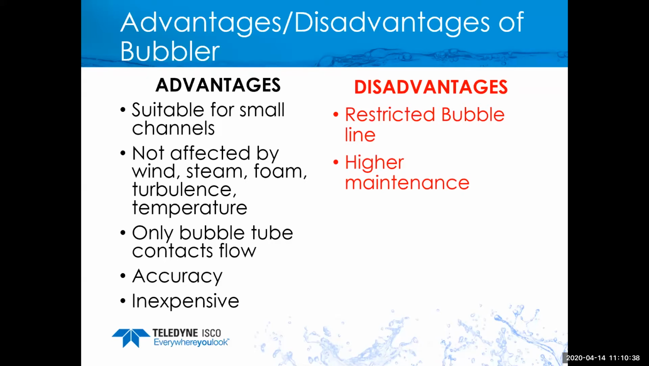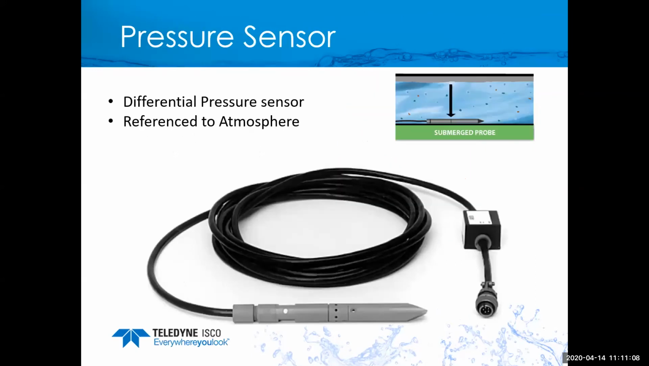Since you do actually have something in the flow stream, there is a potential for some debris to get caught on the bubble line. And greater power consumption, because we have a physical motor that is running to build up air pressure, it will require a little bit more power to operate the air pump. Now, the air pumps do not run continuously. They build up air pressure, shut off, and then as the air bleeds out, the compressor turns back on for a few seconds. Now let's move on to the pressure transducer.